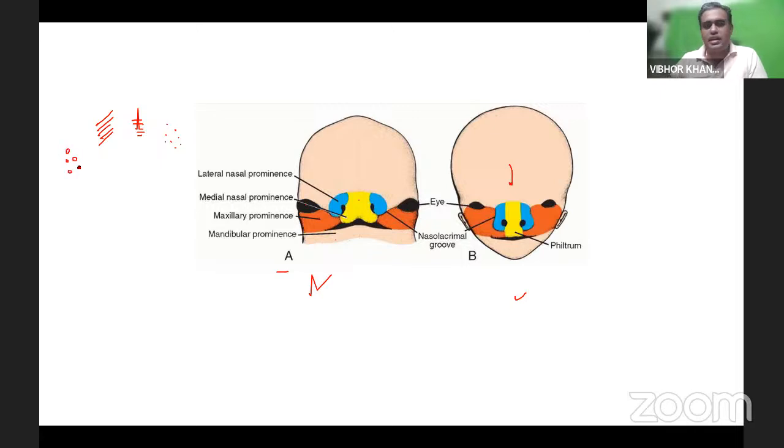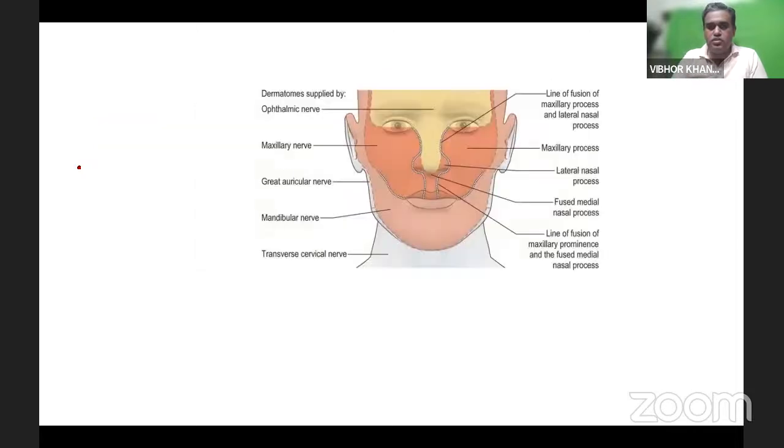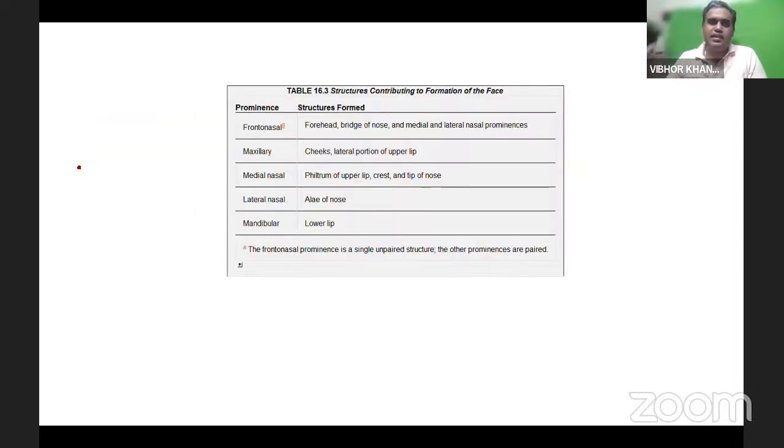Okay, this is this process, this is that process. This much is then. The second thing in this question is you can make a table like this. It is carrying 5 marks, remember. You can make a table like this. Each part you can say, okay, frontonasal process giving rise to these structures. Maxillary, medial, lateral, mandibular, like this. So this is one way to answer.